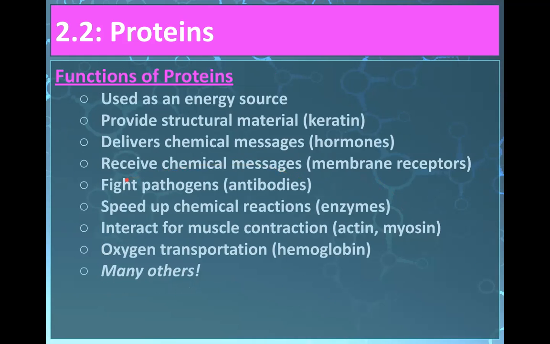There are a lot of different functions for proteins. We use it as an energy source, kind of as a last chance, after using all the carbohydrates and fats. Use it as structural material, use it to deliver messages as hormones, use it to receive chemical messages within cells or within the cell membranes. Use them to fight pathogens as antibodies, speed up chemical reactions as enzymes, interact for muscle contraction as actin and myosin, transport oxygen, that's hemoglobin, right? So based off of whatever the protein is, there are a lot of different functions here.